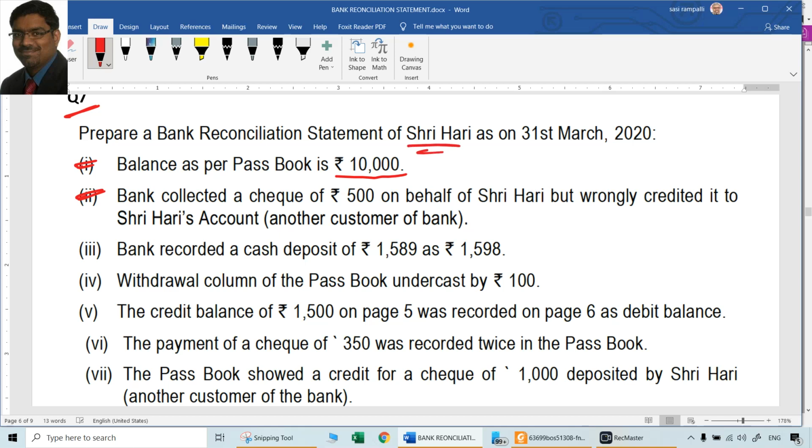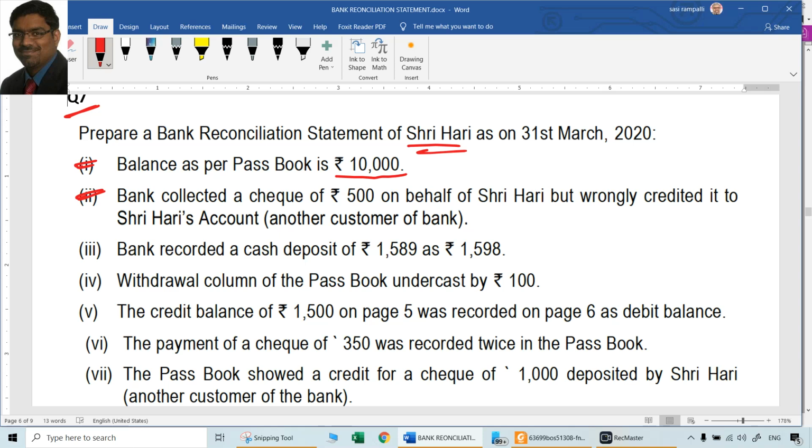Next. Second point says, bank collected a check of 500 rupees on behalf of Sri Hari, that is our person, but wrongly credited it to Sri Hari's account, who is another customer. So there are two people with the same name. By mistake, bank did this mistake. Instead of crediting to our account, they credited to somebody else's account, whoever it might be. Name is same, so if we say Sri Hari account to Sri Hari account, then it will be confusing. Our account is supposed to be credited. Instead of that, they wrongly credited to some other account. So obviously it is a mistake by the bank.